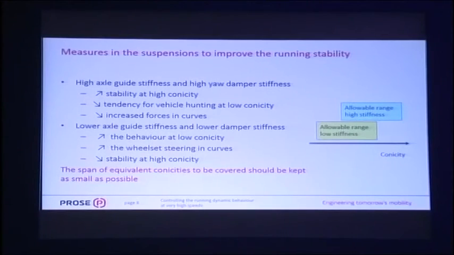Then you have the second option: you lower your axle guide stiffness and you lower your damper stiffness. That improves the behavior at low conicity, and improves the behavior in curves. You have a better wheel steering, but it decreases the stability at high conicity. So you can say you have a very, very small range in which you can optimize your stiffnesses. So during the lifetime, the conicity shall be kept in very small bounds, since you have no means to influence the behavior by these stiffnesses.